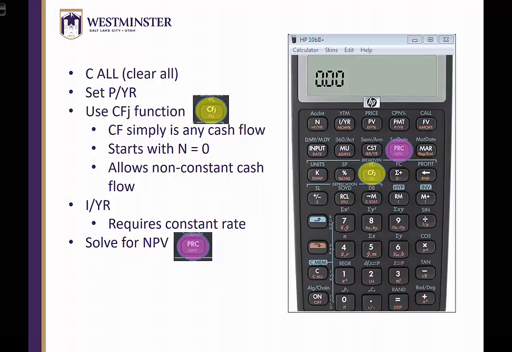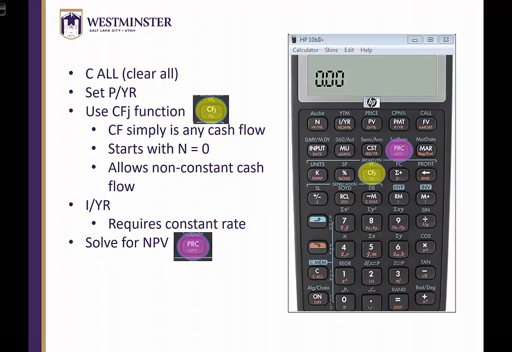So the first thing we will do is we'll go ahead and clear all. So clear all, and then we're going to set the periods per year. In this case, this is going to be annual, so 1 period per year. And then we're going to use the CFj functions. And the CFj functions are something that start and stop as we press the CFj button, which is right here.